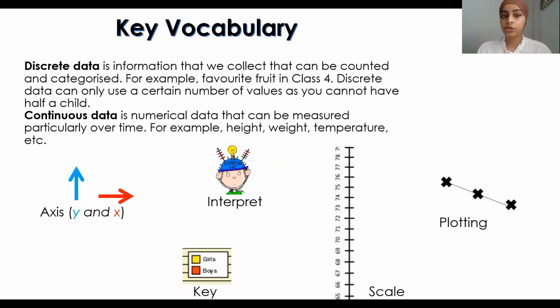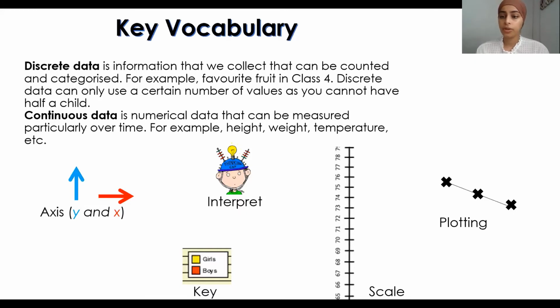Continuous data, however, is numerical data that can be measured, particularly over time. So we might have, for example, the changes of height over time, or weight, or temperature. And we've got some more keywords at the bottom that we might come across. So we have axes, and an axis is the horizontal and vertical lines that we would see in a graph or chart. The horizontal line is the x-axis, and the y-axis is the vertical line.